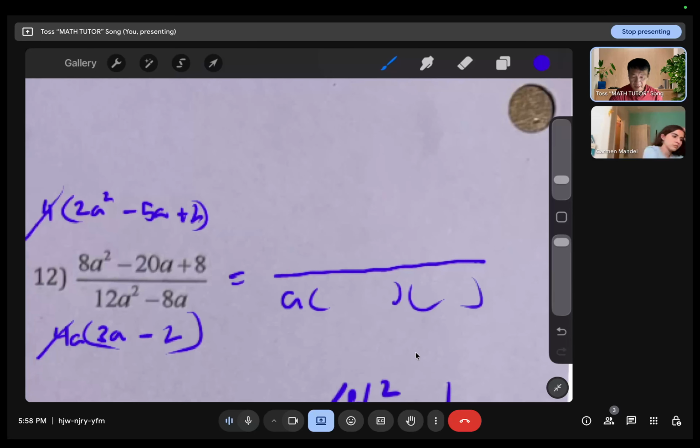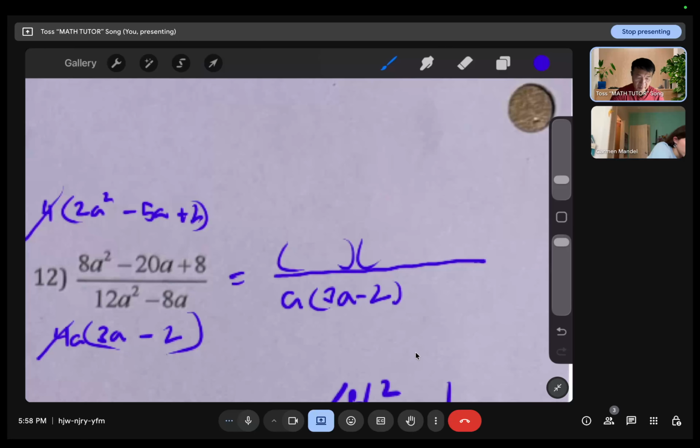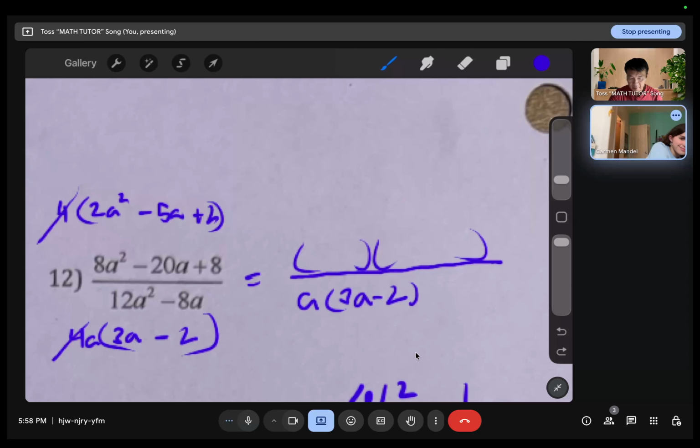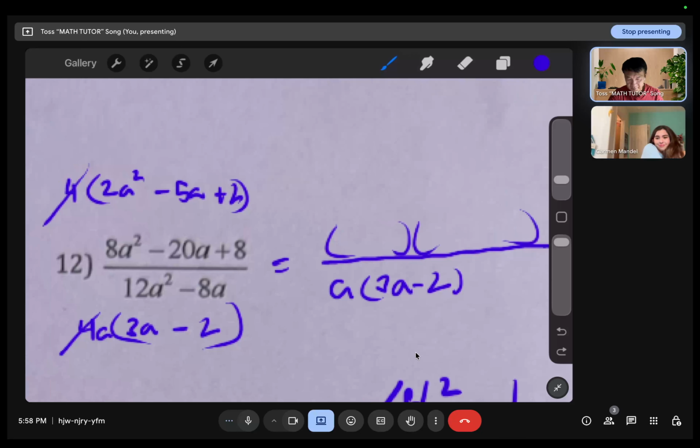Careful. Now you can start factoring. Wait, all I have is just 3a minus 2. Let's look at the hint on top. Double check the math here. Let's do this one neatly. 4a, everything is good, right? Yeah, 4.